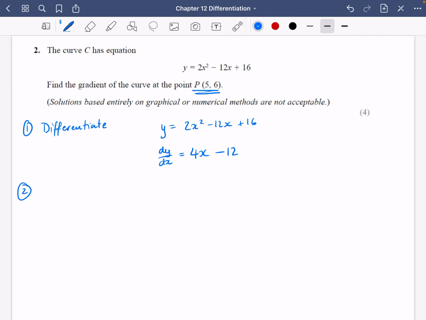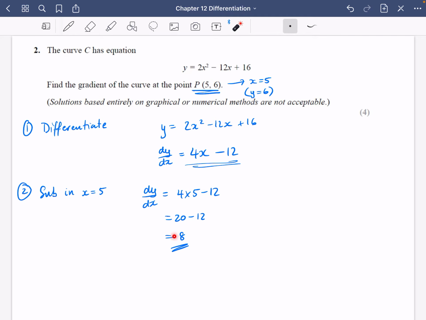The next thing that I'm going to do is I want to find out the gradient at this point where x is equal to 5 and y is equal to 6. So it's not going to be so useful for us. So now I'm going to substitute in x equals 5. This is the general gradient function. I want to find the gradient when x is equal to 5. So I will do 4 times 5 minus 12, which is 20 minus 12, which is 8. So the gradient on the graph that we have here at this coordinate is 8.